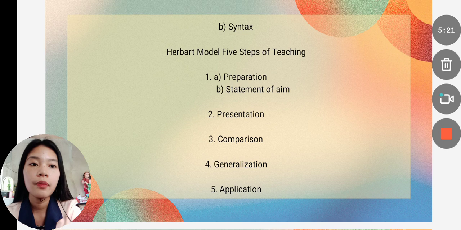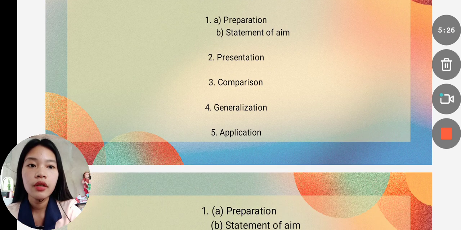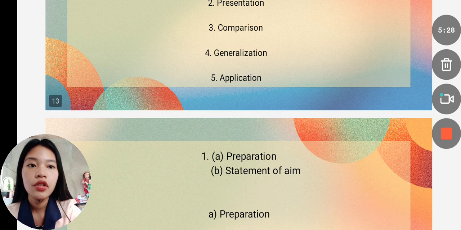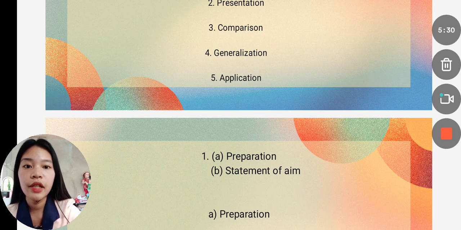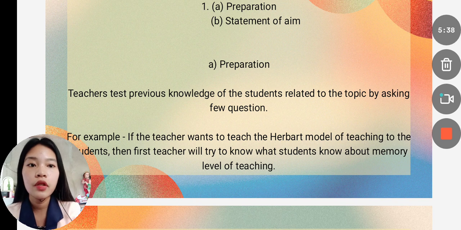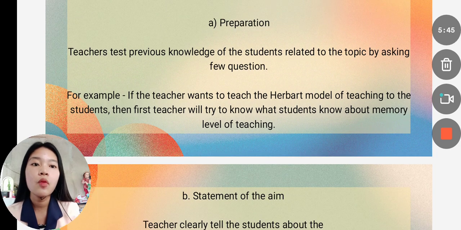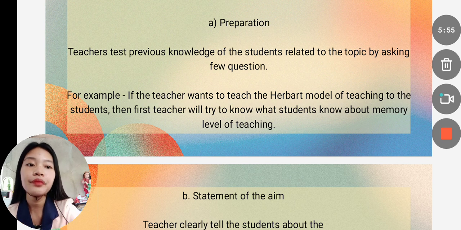Number 1, the steps are preparation, statement of aim, presentation, comparison, generalization, and the last, application. So, preparation. Teachers test previous knowledge of the students related to the topic by asking a few questions. For example, if the teacher wants to teach the Herbart model of teaching to the students, then first the teacher will try to know what students know about the memory level of teaching.